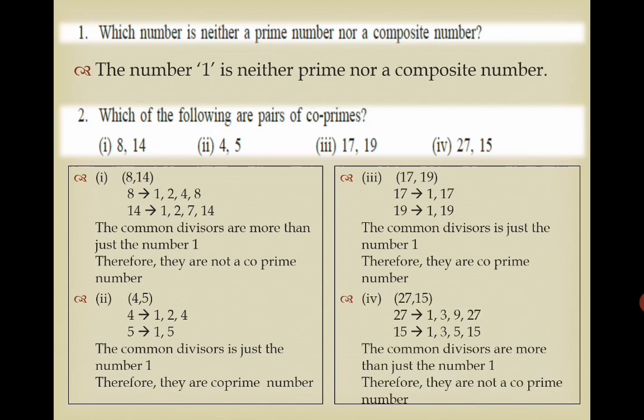Moving forward, 27 and 15. The divisors of 27 are 1, 3, 9, 27. The divisors of 15 are 1, 3, 5 and 15. Again, the numbers 1 and 3 are common here. So 3 is extra. So by that we decide that they are not coprime numbers because they have more than 1 as their divisor. Let's move to the next question.